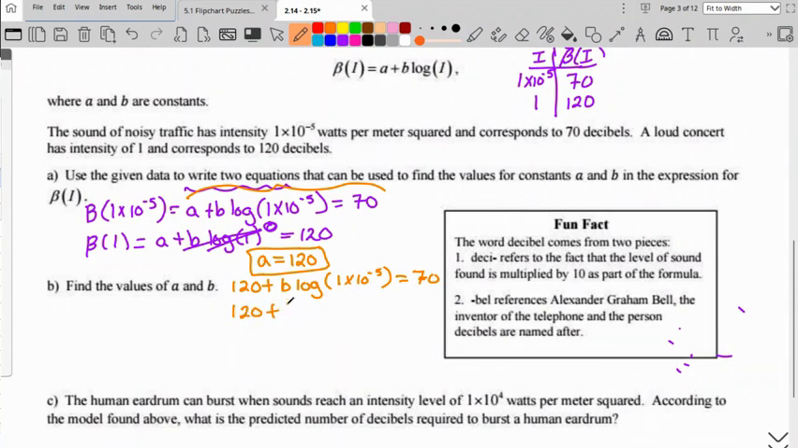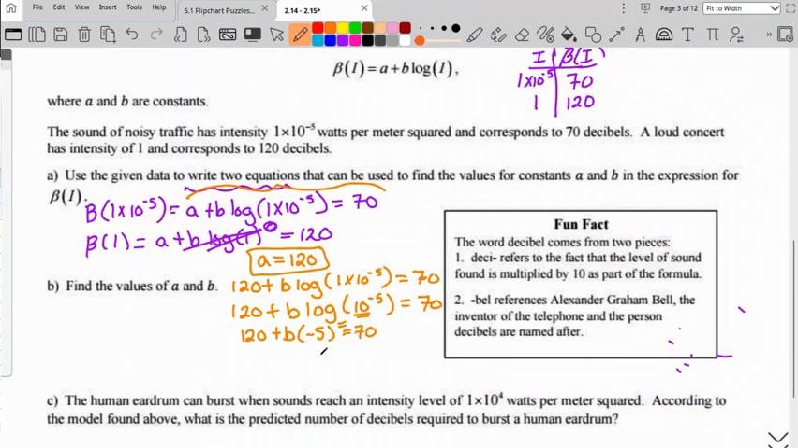120, to make this a little bit more obvious for you, times log of 10 to the negative 5th, equals 70. Let's evaluate that log. 120 plus B times, what is the log base 10 of 10 to the negative 5th? What power do you raise 10 to get 10 to the negative 5th? Negative 5. You got it. That there, our base of the log and our base of the exponential expression are the same, so they undo each other, and it's just negative 5, and that equals 70.